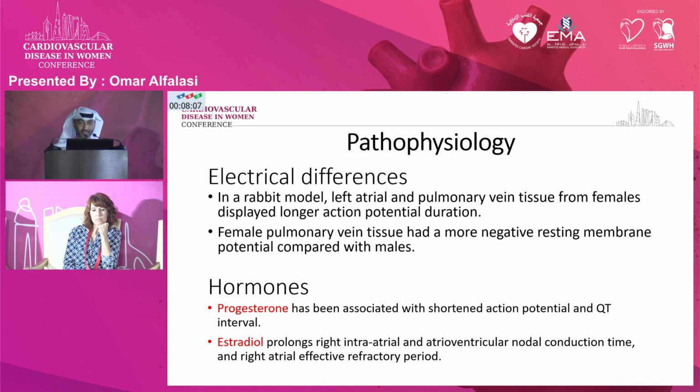Again, females have electrical differences. In rabbit models, the left atrial and pulmonary vein tissue from females displayed longer action potential durations. And during ablation studies, the females actually have a more negative resting membrane potential in the pulmonary vein. So this makes it less likely for females to develop atrial fibrillation. Again, the incidence in females is less compared to males.